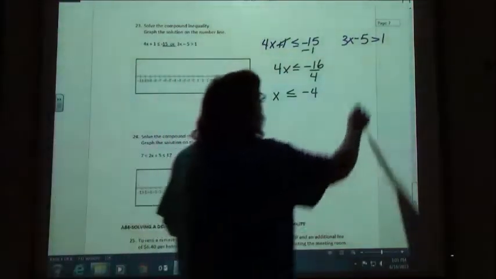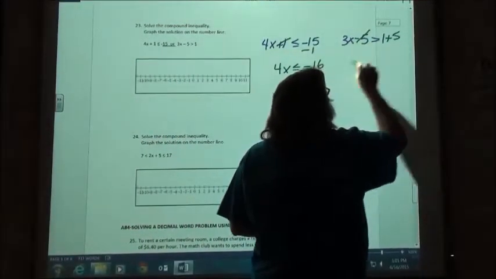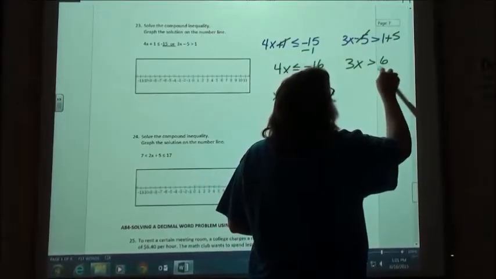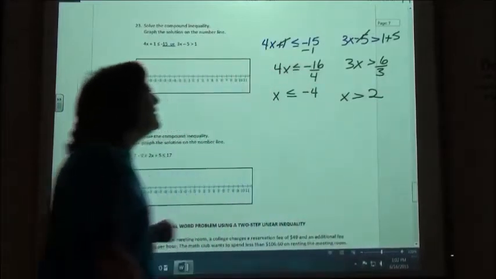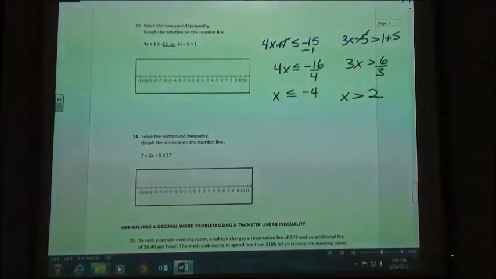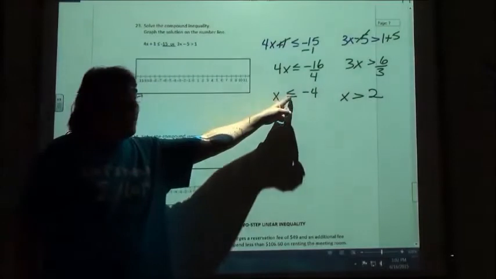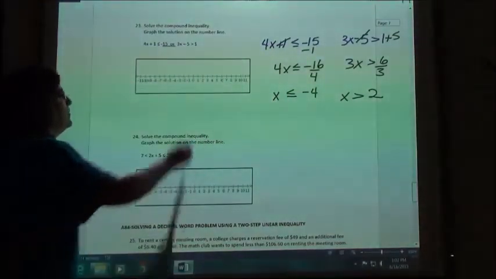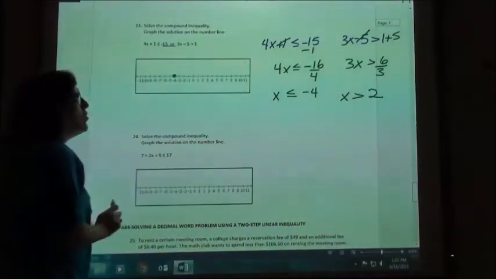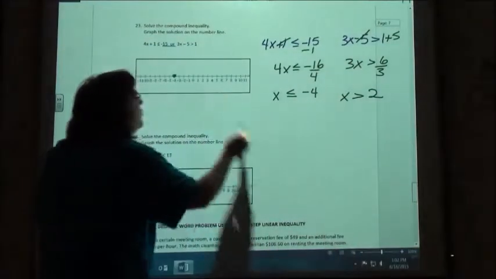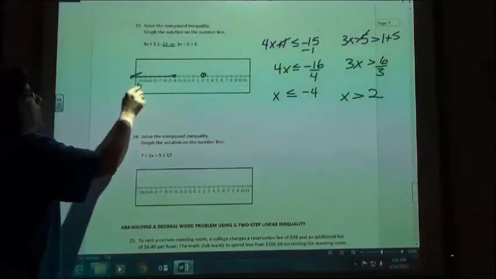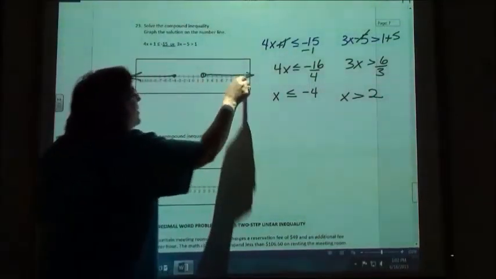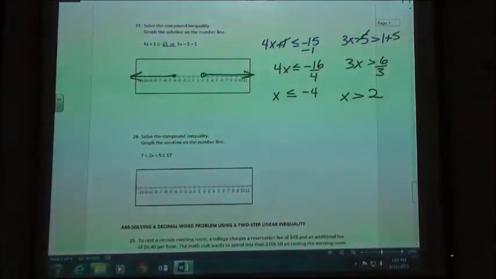The other side, I'm going to add my 5. 3x is greater than 6. Again, I'm dividing by a positive, so I leave my inequality, and 6 divided by 3 is 2. So on my negative 4, I'm going to have the closed circle. On my 2, I'm going to have the open circle. I am less than the negative 4 or greater than the 2, so I end up shading those two opposite ends.